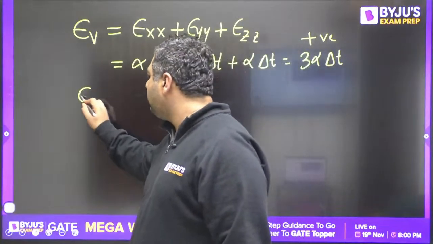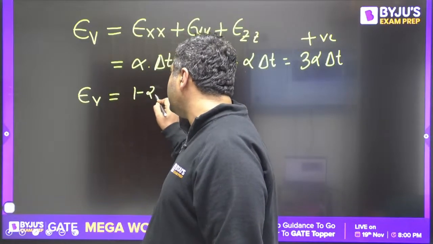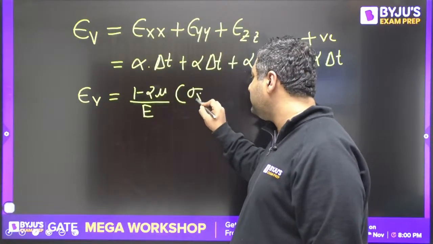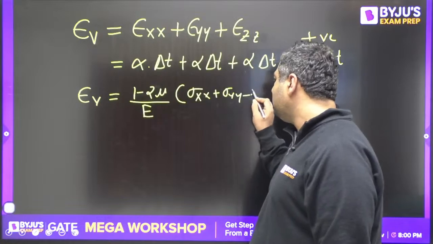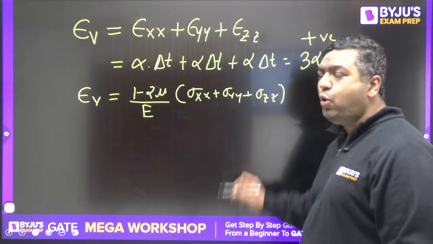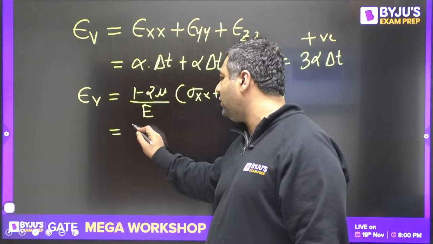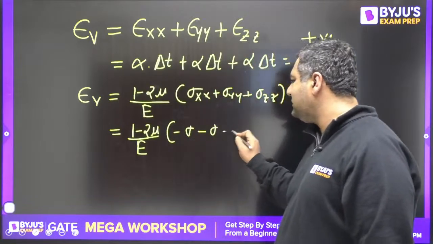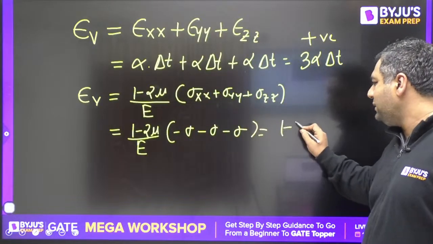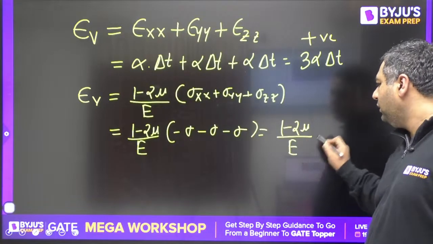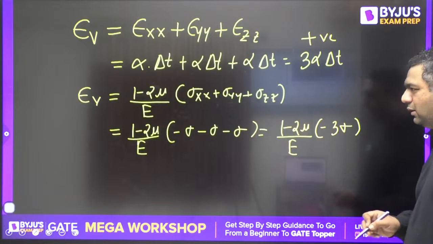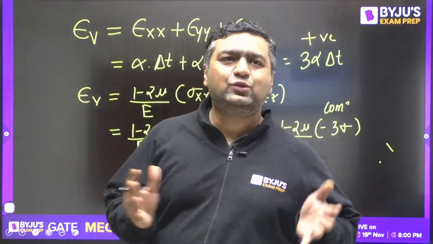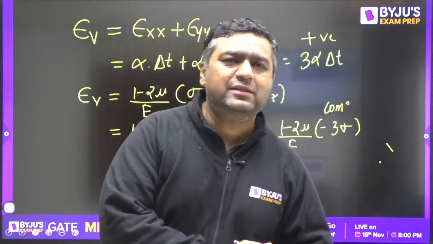Then because of sigma, because of force, volumetric strain is given as 1 minus 2 mu upon E into sigma XX plus sigma YY plus sigma ZZ. This is the formula we derived in the first chapter. All stresses are compressive in nature, so you will write it as 1 minus 2 mu divided by E into minus sigma minus sigma minus sigma. It is 1 minus 2 mu upon E into minus of 3 sigma. Now this is compressive and this is tensile, and overall it is going to be 0.